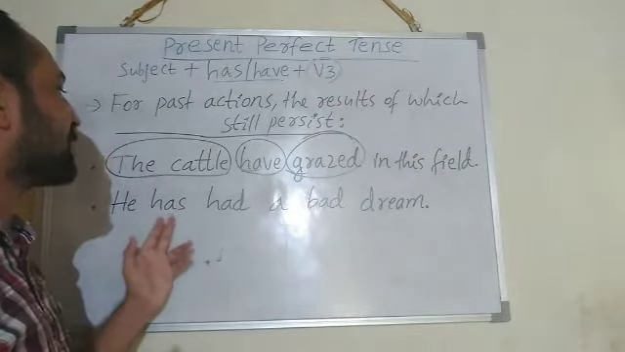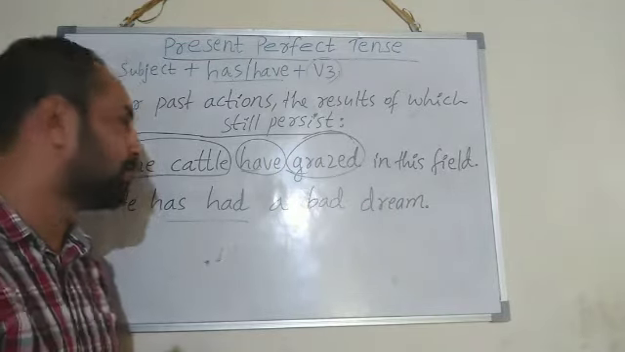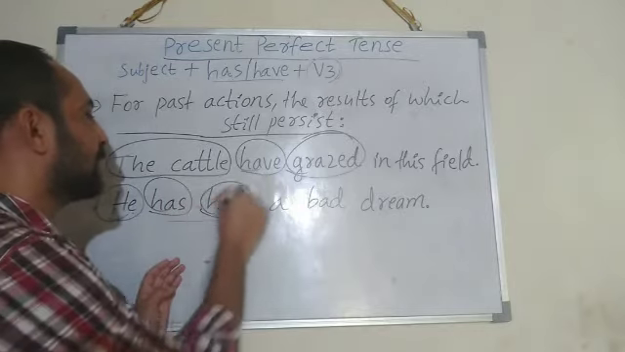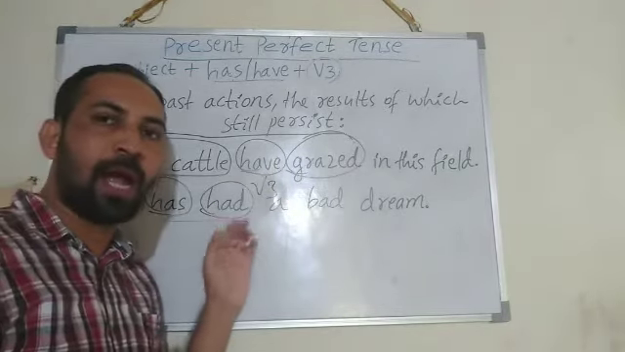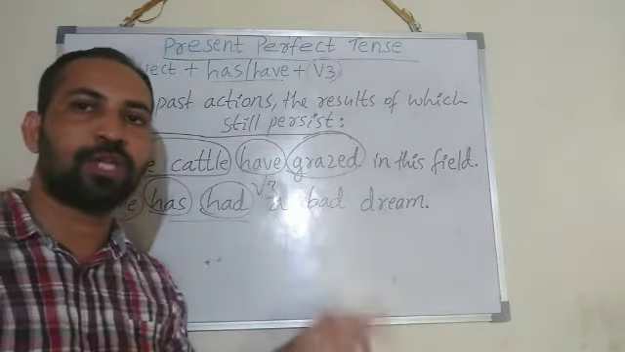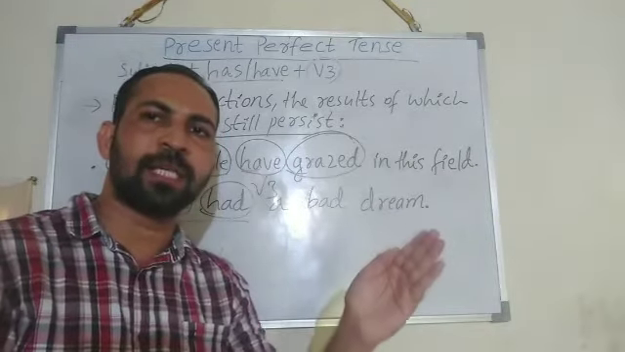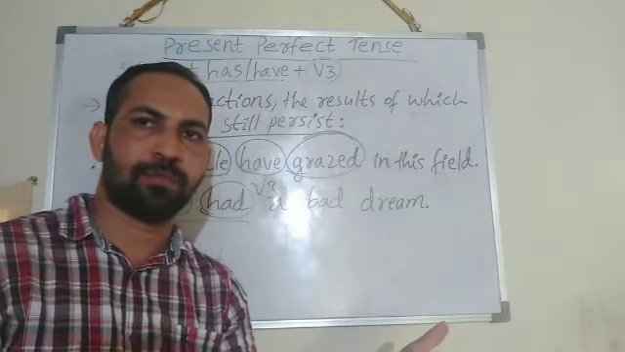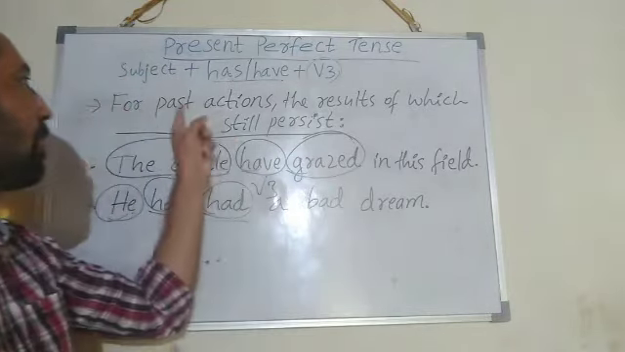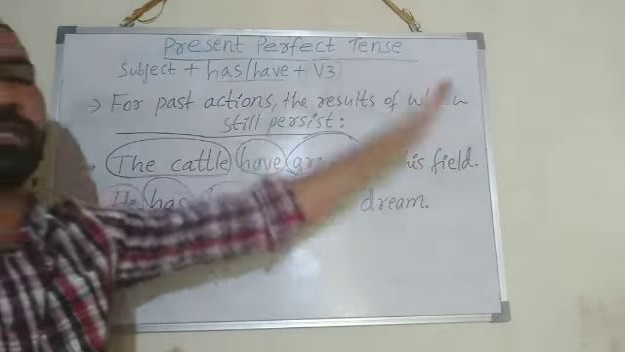One more example. He has had a bad dream. You may think how it is possible. Has had coming together. It is possible. Here, he is the singular subject and has is the auxiliary verb and had is the V3 form of the main verb here. Had, right? So, the boy saw a bad dream, but still now he is frightened. He is afraid of that dream. That is the result. That is the effect. So, that is an example for what? He has had a bad dream. Past actions, the results of which still persist. It is an example for present perfect tense. Okay?